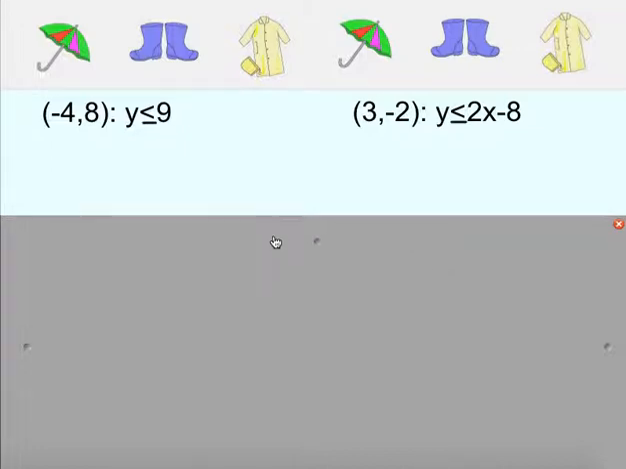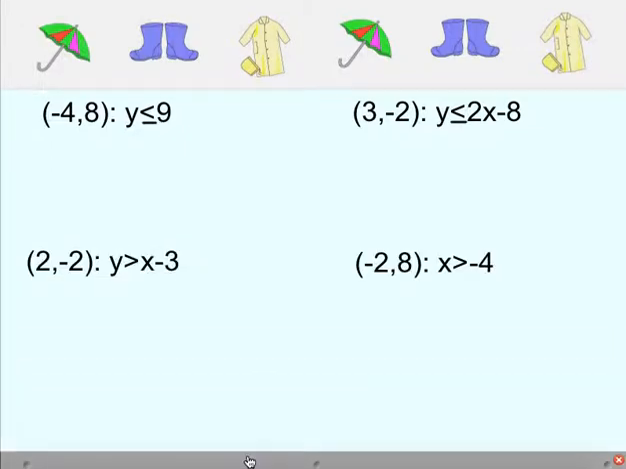Let's try a couple more here. Negative 4 comma 8. In this case we just have one variable, so we use that 8 as y. 8 is less than or equal to 9? Yes, that is true. On a coordinate plane we would be able to graph this as a horizontal line with our shading as well.